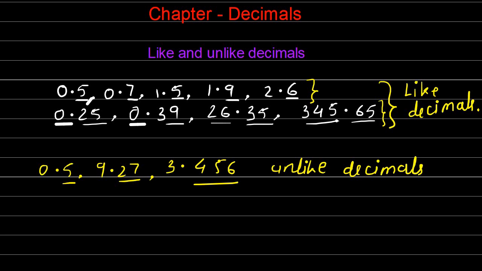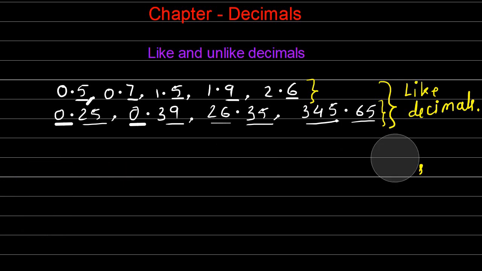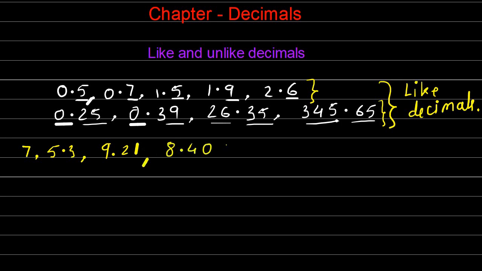Very simple. Now in the exam you may get a question like convert unlike decimals into like decimals. For example, if I have 7, 5.3, then 9.21, we have 8.406. You can see here they are unlike decimals as they have different decimal places. Here there is no decimal point itself. Here it is one decimal place, here 2 and here 3. So they are unlike decimals.